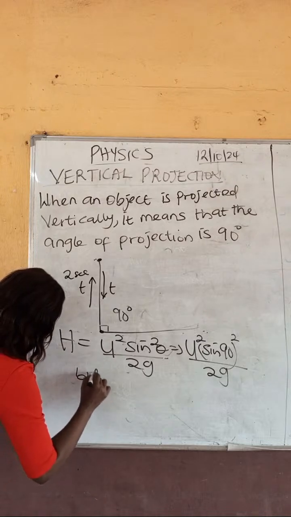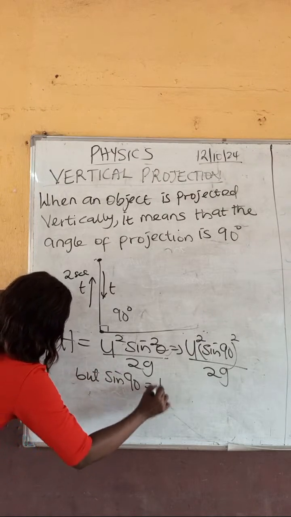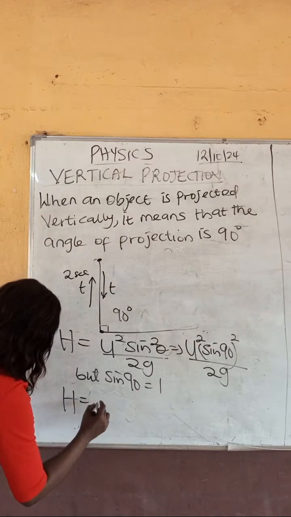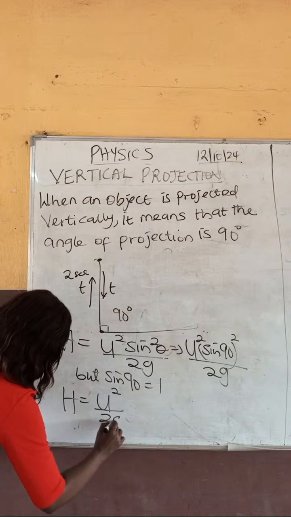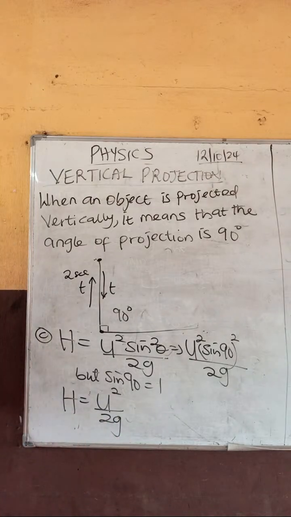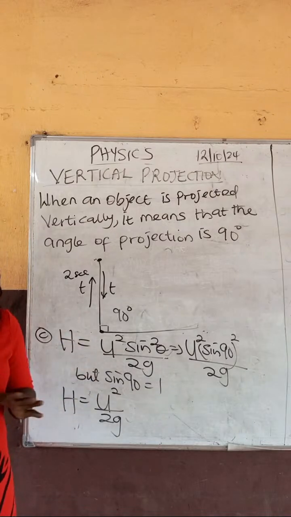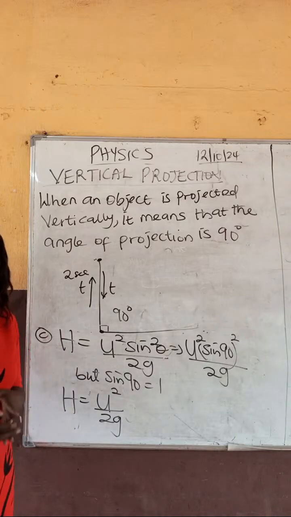But sine 90 is equal to 1. If sine 90 is equal to 1, everything automatically becomes 1. So my height is equal to u square over 2g. Okay? So at vertical projection, we have that my height is equal to u square over 2g. So we have these three things you have to consider when you're considering vertical projection. First is the time, second is the time of flight, and third is the maximum height. So let's solve a problem so that we can understand how we can use this to answer our question.